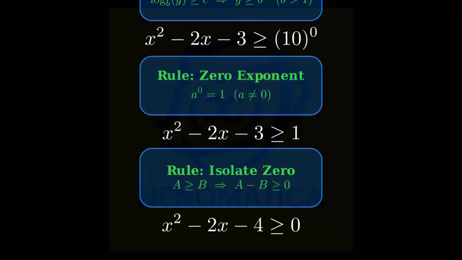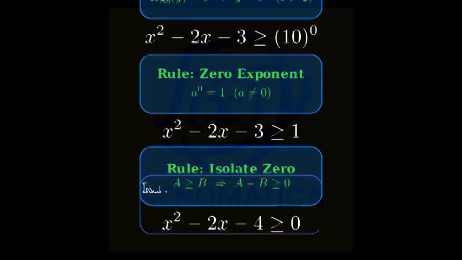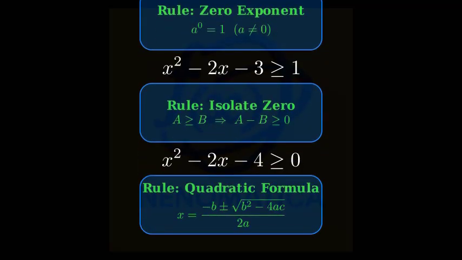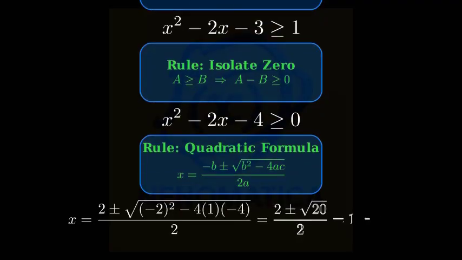Step 4. Solve the quadratic inequality. Use the quadratic formula to find the zeros of x squared minus 2x minus 4 equals 0. The roots are 1 minus square root of 5 and 1 plus square root of 5. Since the leading coefficient is positive, the parabola opens upward, so the expression is non-negative outside the roots.